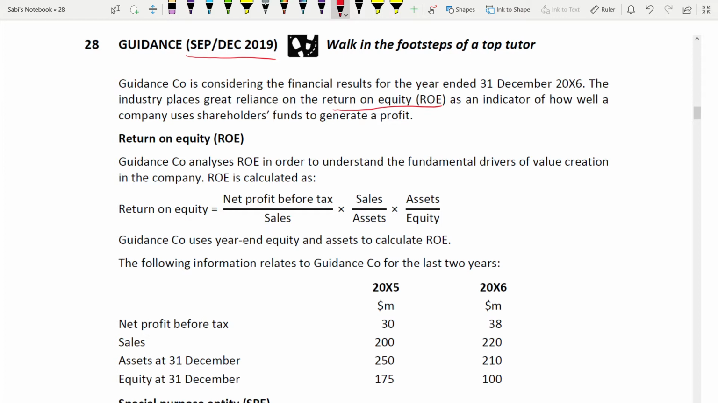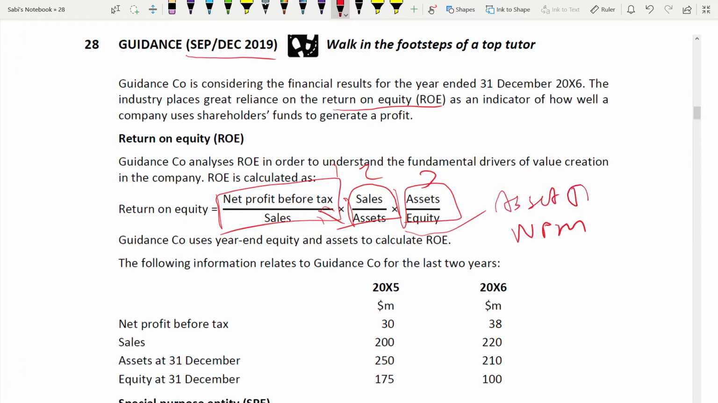How are they calculated? They are calculated using 3 separate ratios. Remember, one is this, another one is this, another one is this. 1, 2, 3. These are known as components. Net profit before tax divided by sales. Which ratio is this? Net profit margin. Second, sales over assets. What is it? Asset turnover, you can say. And third, assets divided by equity. So 3 ratios make up return on equity.